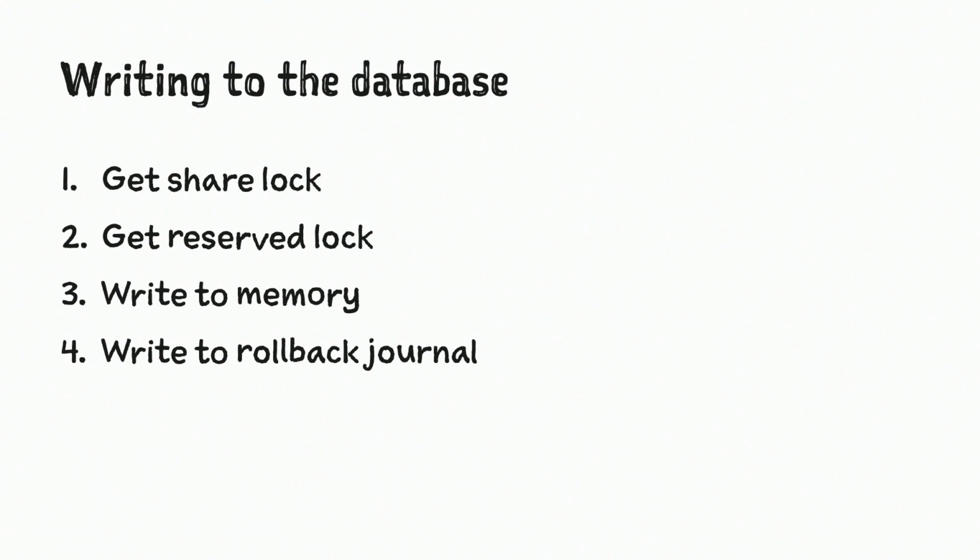The third step is write all the data to memory, which is as simple as it sounds. And the fourth one is write to rollback journal. Well, what does this stage mean? And to make things even more complicated, there are actually two things that can happen here. So let's talk about the rollback journal and what it is.